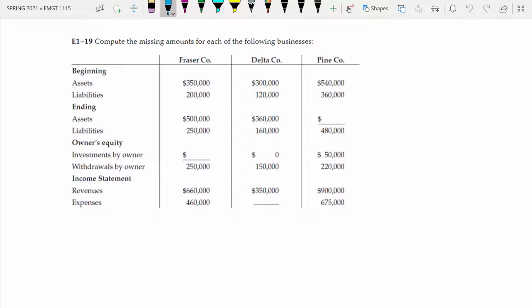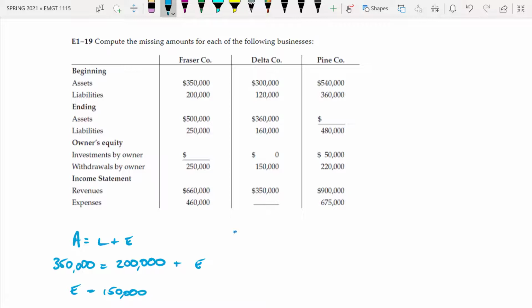Now, we're told that assets and liabilities are $350,000 and $200,000 respectively, which, if we remember the equation A equals L plus E, allows us to figure out the balance in owner's equity at the beginning of the period. So if our assets are $350,000, which are equal to our liabilities, which are $200,000, well, to that we have to add owner's equity, which means our owner's equity must be equal to $150,000 at the beginning of the year.